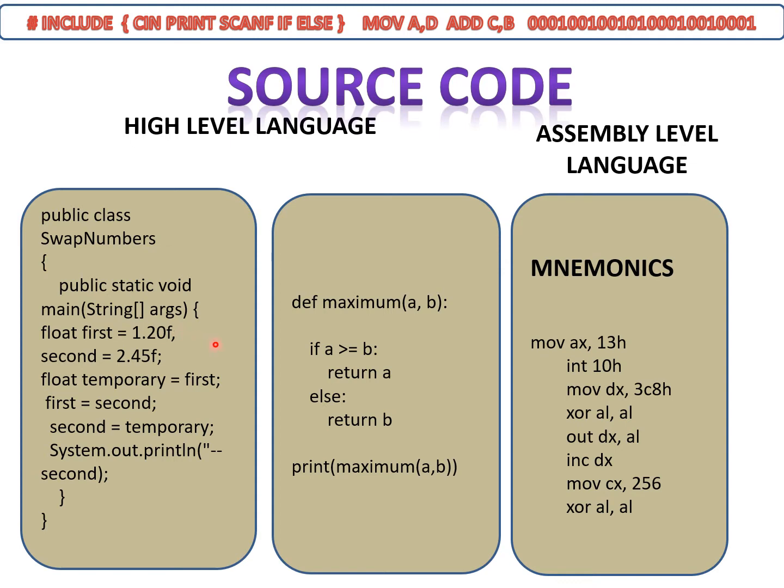These codes are not understood by the computers. So this source code has to be converted into a form such that it can be understood by the machine code. For this purpose, it is going to be translated using translators like compiler, interpreter and assembler.